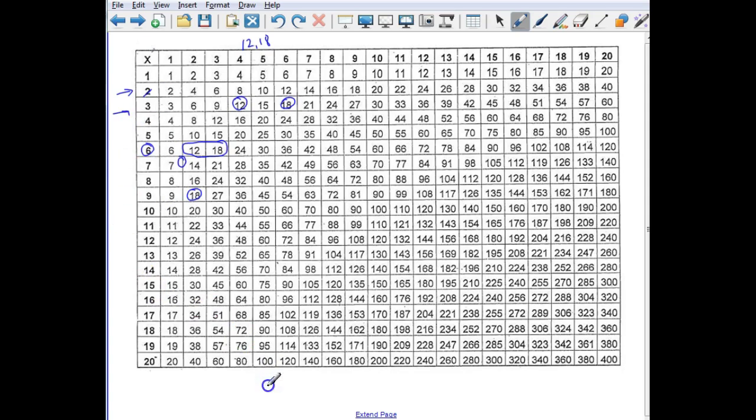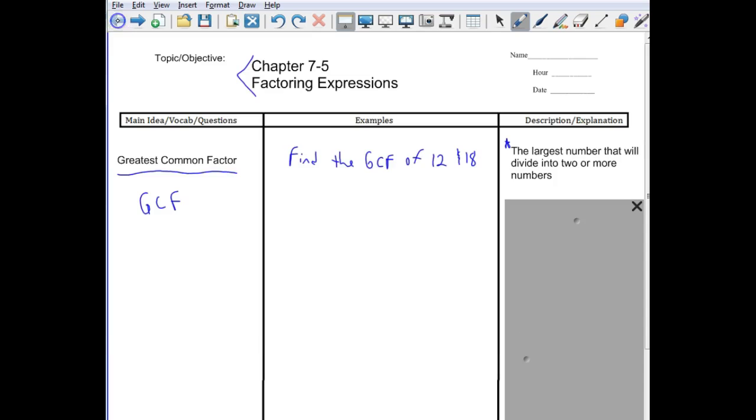Now this is just one tool to find it. There are other ways. You can make little tree charts and list the factors and circle the ones in common. Those are great. The main thing is you need to be able to find it quickly in order to do this activity. So the greatest common factor of 12 and 18 is 6. Now you have to find that in order to be able to factor the problems that you're going to be expected to factor tonight, which are they're called binomials, but we'll talk about that vocabulary later.